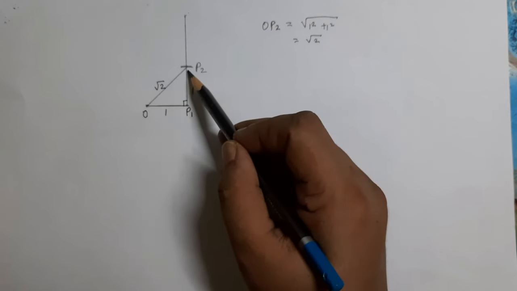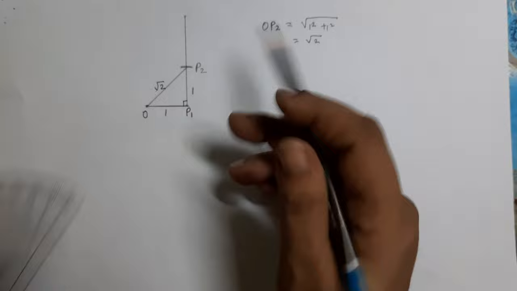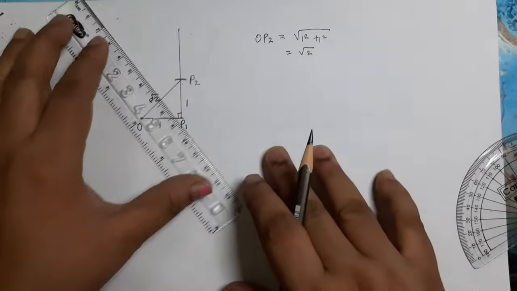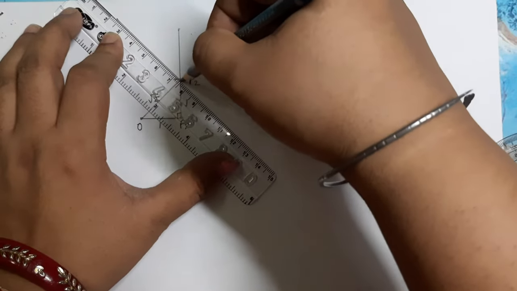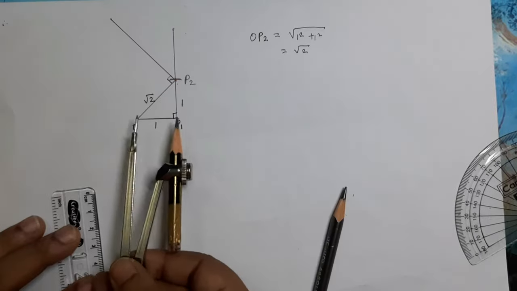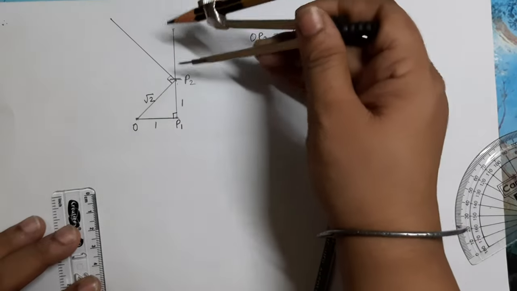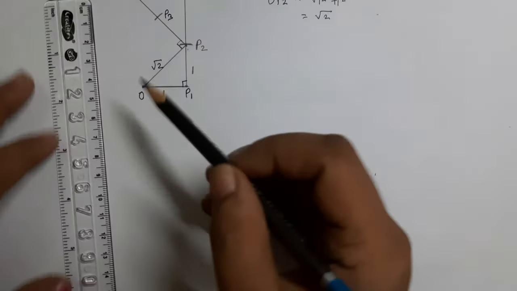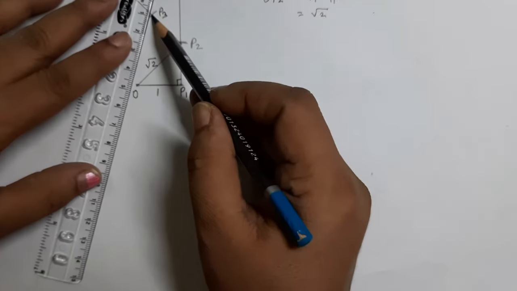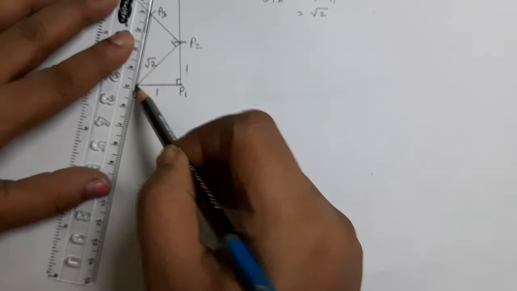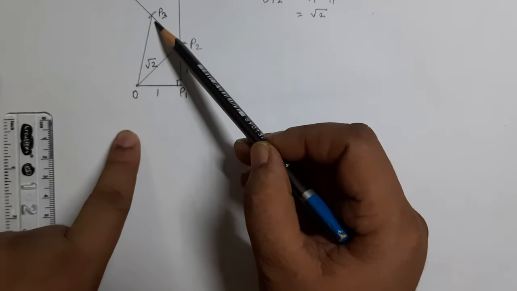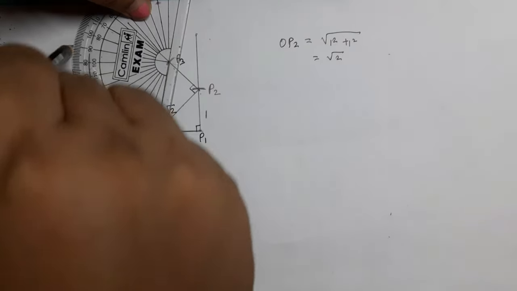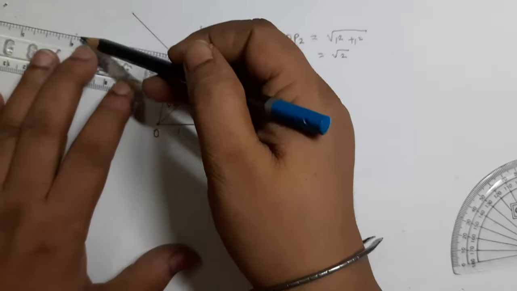Now take OP2 as the base and draw a perpendicular at P2. Join the points. This is 90 degrees. Again take 1 unit and draw an arc from this point. This is P3. Join O and P3. Now taking OP3 as the base, draw a perpendicular at P3. Join the points.